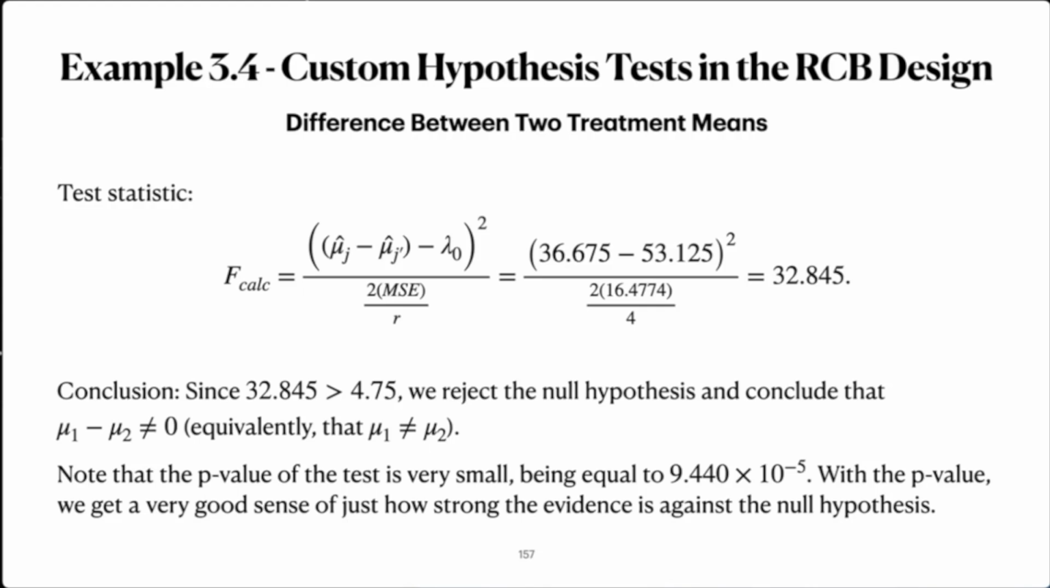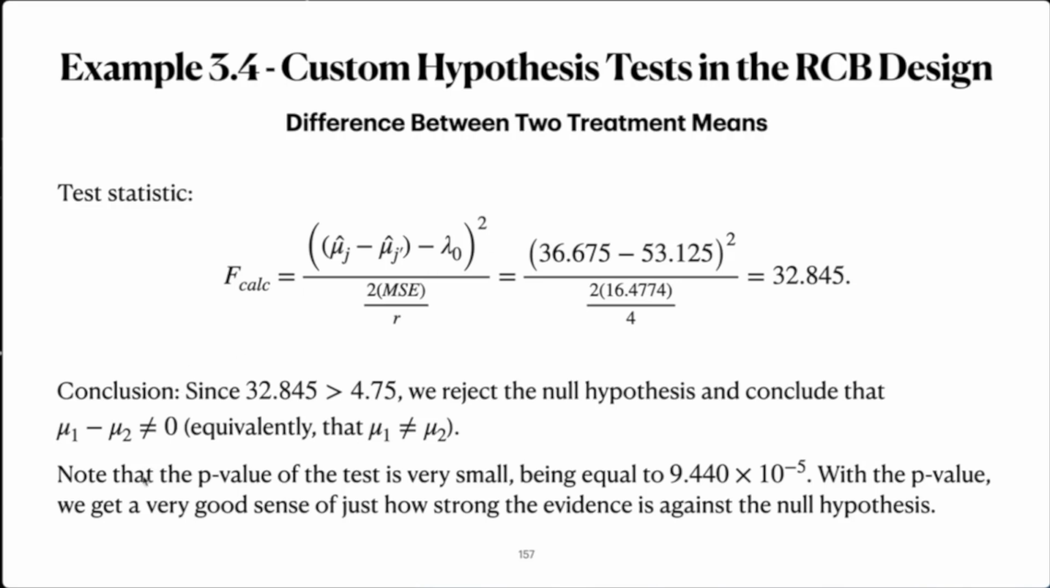Now, since that test statistic value of 32.845 does exceed the critical point of 4.75, we would reject the null hypothesis and conclude that the difference between the means of treatments 1 and 2 is not equal to 0, which of course is equivalent to the statement that mu sub 1 is not equal to mu sub 2.